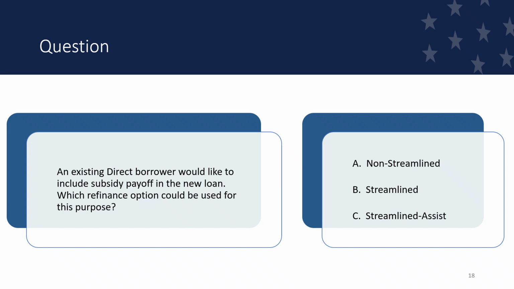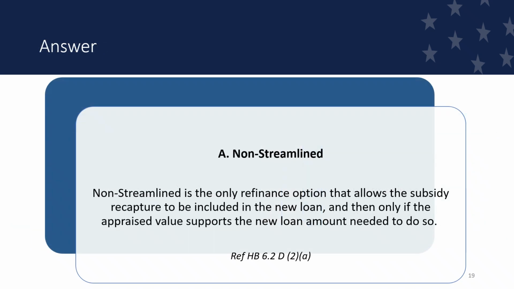An existing direct borrower would like to include subsidy payoff in the new loan. Which refinance option could be used for this purpose? A, non-streamlined, B, streamlined, or C, streamlined-assist? The answer is A, non-streamlined. Non-streamlined is the only refinance option that allows the subsidy recapture to be included in the new loan, and then only if the appraised value supports the new loan amount needed to do so.